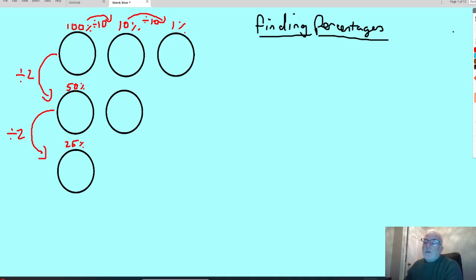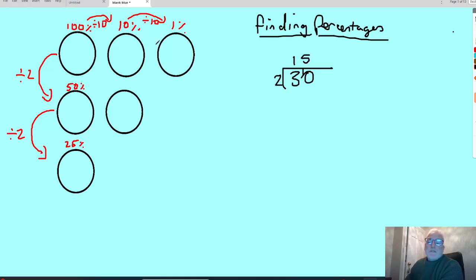So just a little bit of a recap on halving and dividing by 10. So halving for a start, if I've got 30 and I want to cut it in half, all I'm going to do is divide it by 2. So 2 goes into 3 once, remainder 1. 2 goes into 10 5 times. So that would be 15. You can always do the short division method or the bus stop method to divide by 2.